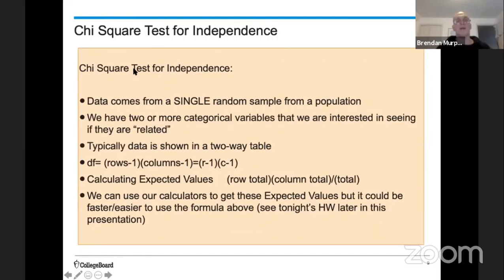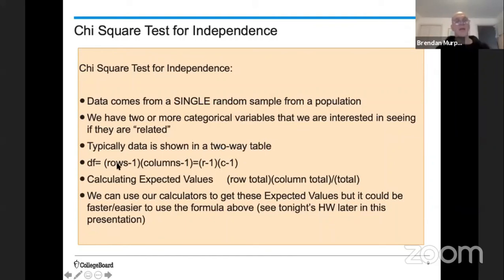So let's walk through some problems here. Again, chi-squared test for independence. The data comes from a single random sample from our population. So we have one population. We have two or more categorical variables that we are interested in seeing if they are related. You'll see the word related sometimes, associated, independent. All of those three words in many ways can mean the same thing. And those are perhaps clues. Our data is typically shown in a two-way table. Not always, and a two-way table doesn't necessarily mean it's chi-squared, but almost always you'll see it.